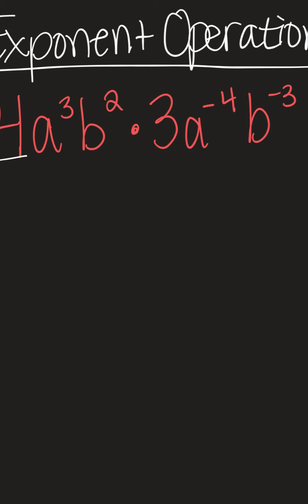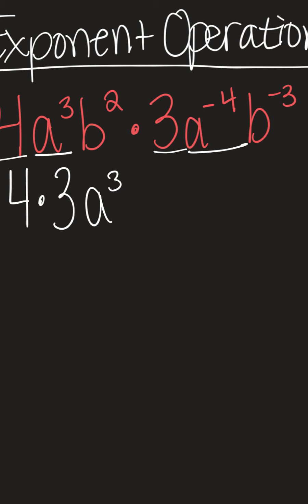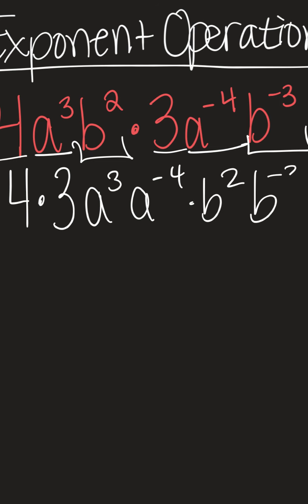So 4 and 3 are like terms in this sense because they are both coefficients. Because they don't have any exponents, they can be multiplied together. That only works because they don't have any specific exponent written. Then I have an a cubed and an a to the negative fourth, and I have a b squared and a b to the negative third.